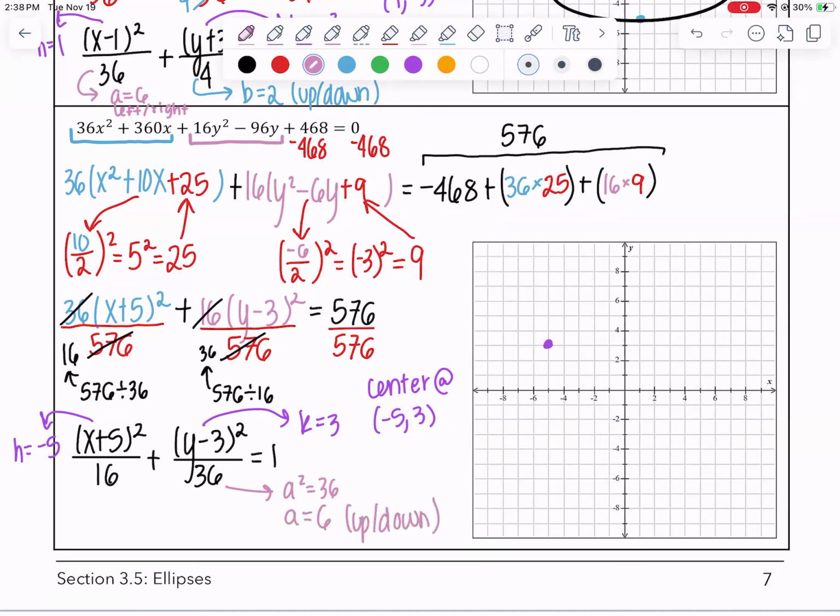It's going to be up and down from the center for the vertices. So I'm going to go 6 units up. 1, 2, 3, 4, 5, 6 units up. Plot a vertex. Go 1, 2, 3, 4, 5, 6 units down. Plot another vertex.